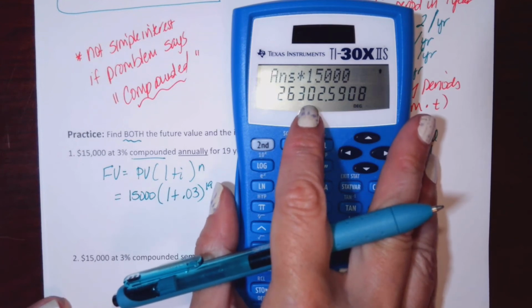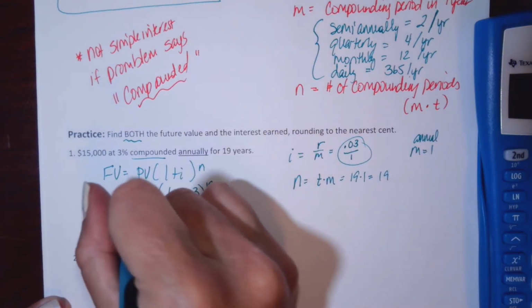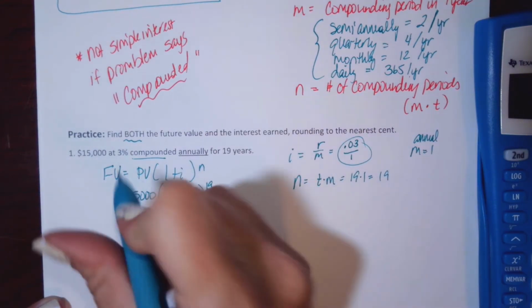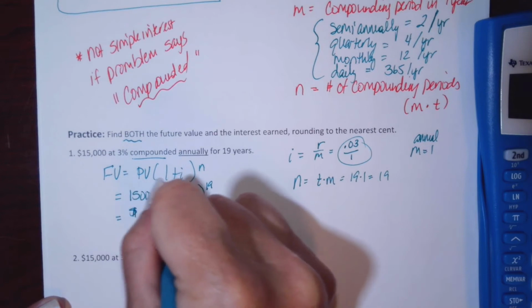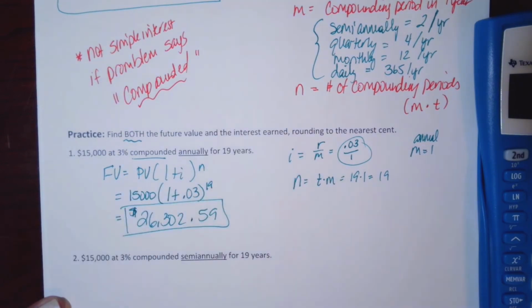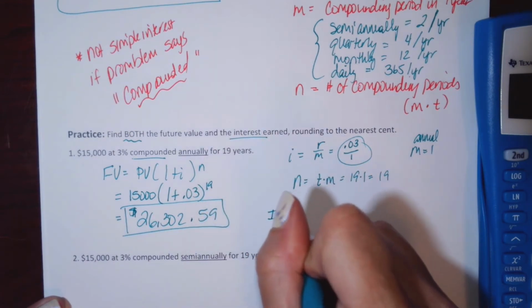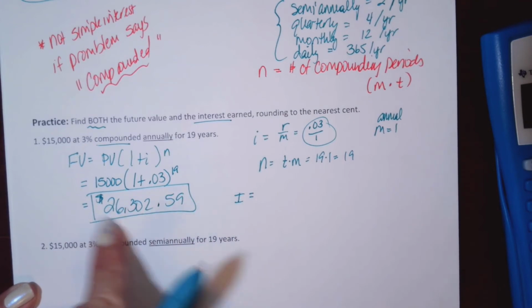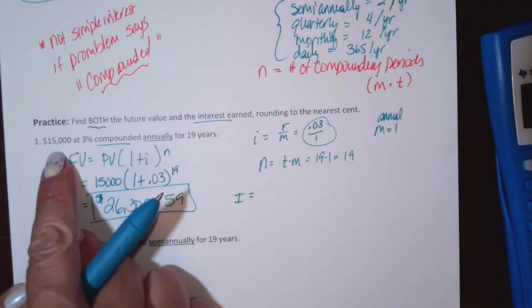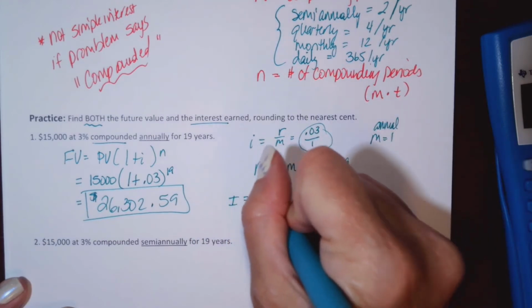So this is what I end up with in the account. $26,302.59 when I round it to the nearest penny. That's my future value. I was also asked to find interest earned. So to find the interest earned, I say, okay, this is how much I have total. I need to subtract out what I started with. The rest is interest.